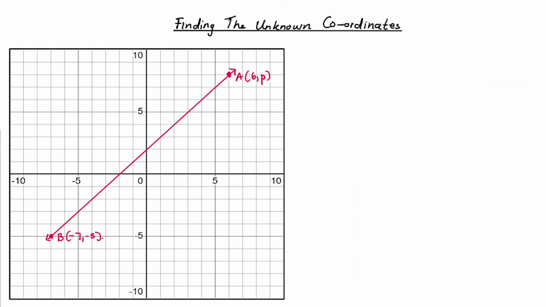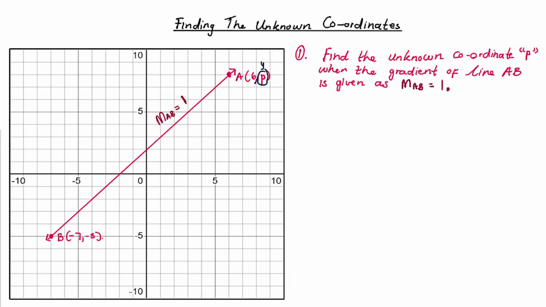So I have this line AB, where the unknown in this instance is the coordinate P, the Y coordinate for A. Say maybe in this example, they've given us the gradient for this line. So they want us to find the unknown coordinate P when the gradient of the line AB is given as 1. So they want us to find P. How do we go about finding the unknown in this case?